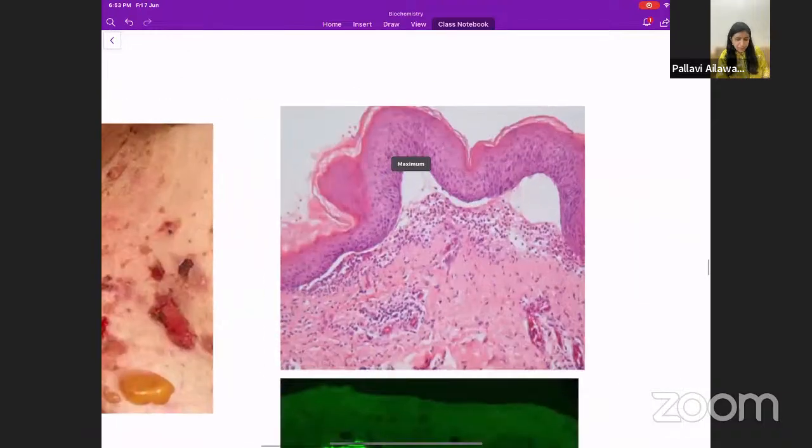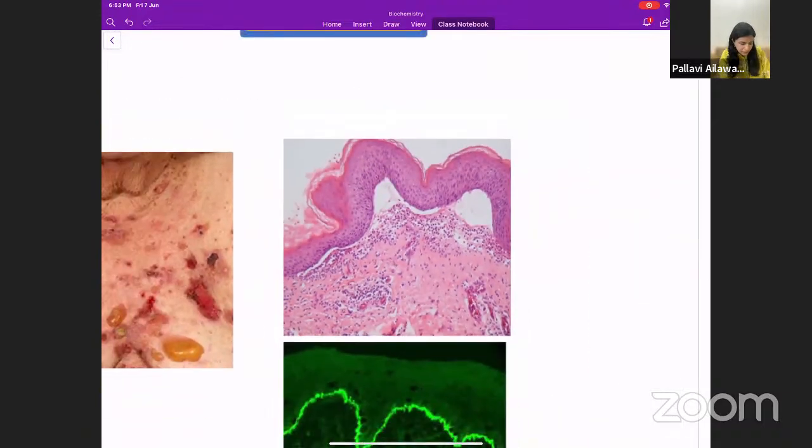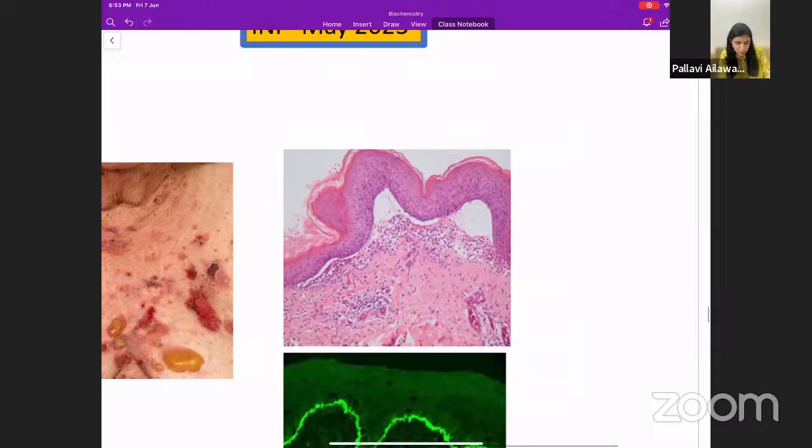Then you look at the image of the histopath. In the histopath, you see that the split is below the epidermis. This is a subepidermal split. And in the DIF, we see a linear IgG deposition in the subepidermal zone. So the clinical image is different. The histopath, of course, shows the split below the epidermis, and the DIF shows a linear IgG deposition. That is how you differentiate between pemphigus and pemphigoid.